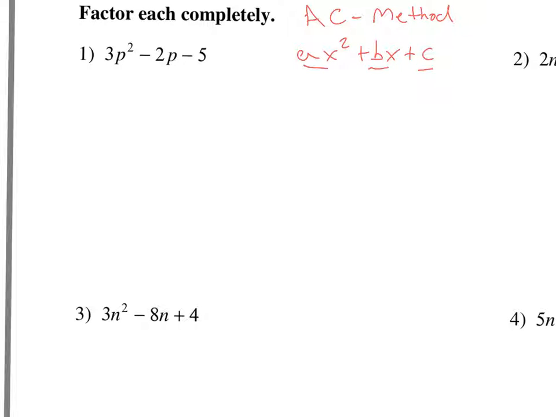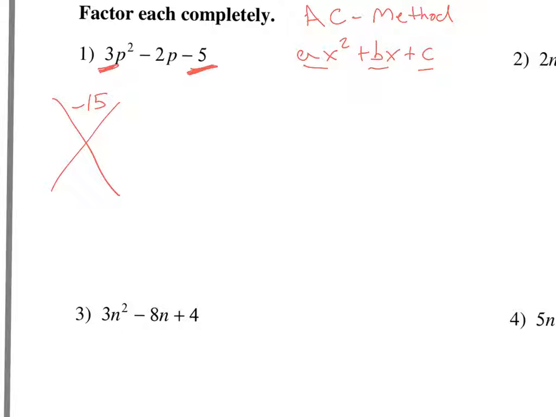So the AC method tells us to take our A coefficient and our C coefficient, and we're going to multiply those. I should say our C constant, because there's no variable there. So we multiply those and we get negative 15. There's our number that we look at on top.